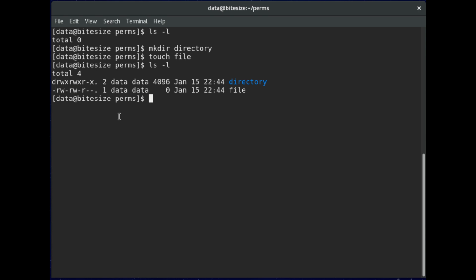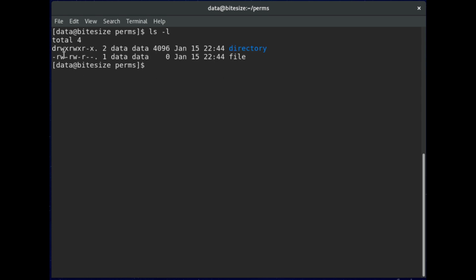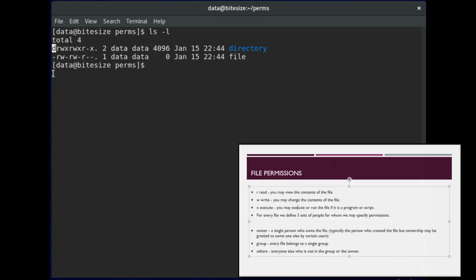So I'm going to go ahead and make a directory and a file here. I did a make directory and just a touch of a file, and in this example they're both empty. This is just a demo for permissions. Now, if you notice, a directory starts with a D. That designates whether it's a directory or a file. A dash means it's a file, and an S means it's a socket. So those are just some different file types.